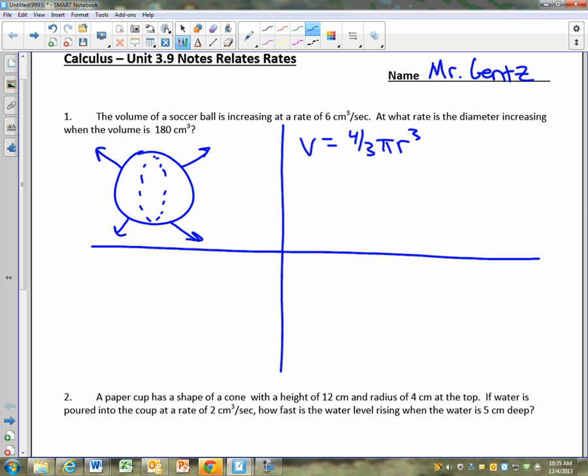Very good. What else should I write down in that box? Good. V prime is 6. What else? We're trying to find D prime. Somebody else make a statement here then? Very good. I don't know what the radius is. Okay, I'm not trying to solve for the derivative of the radius. What I'm trying to solve for is D prime, so I have to make a substitution. The radius is equal to 1/2 of D. So now what?